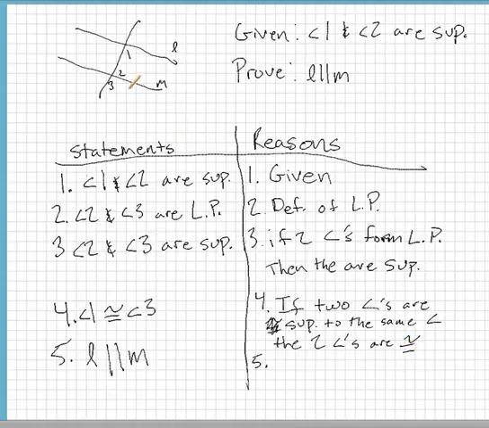And the reason why we can say that is if two angles are supplementary to the same angle, they are congruent, and that makes sense. If this is, let's say, 80, we know that this is going to be 100. So if this is 80, this is going to be 100. So obviously that's congruent.